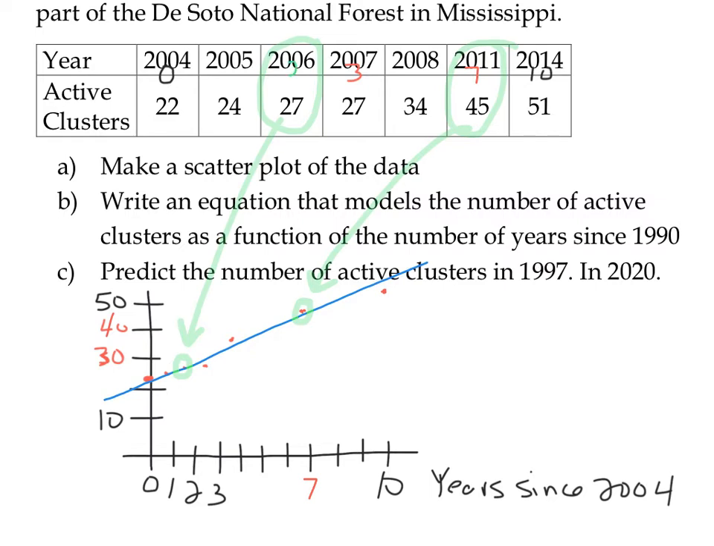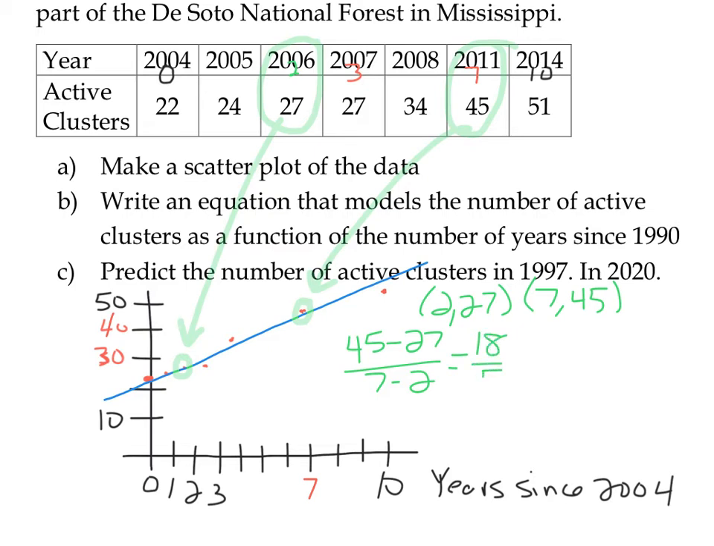So remember, this is 2, comma 27. So our 2 points are 2, comma 27 and 7, comma 45. And so we could write an equation using those points like we have any other time we've written equations before. We're going to need to find a slope. So we're going to do 45 minus 27 over 7 minus 2. All right? We do y2 minus y1 over x2 minus x1. Okay? And so we're going to have 45 minus 27 gives us 18 over 7 minus 2 is 5. We can just leave it as a fraction, 18 over 5.